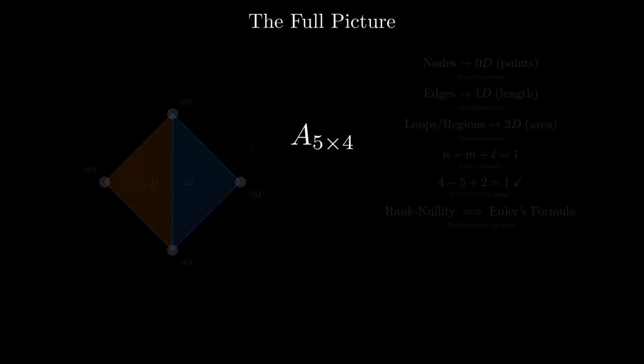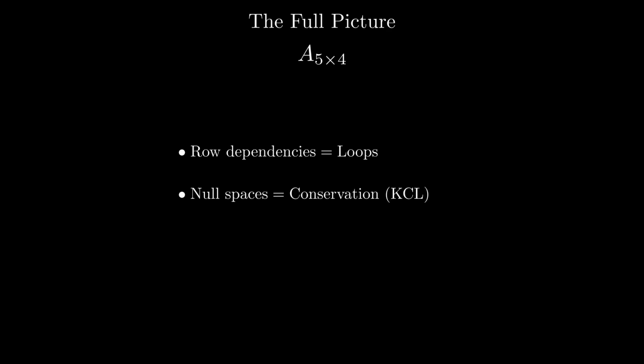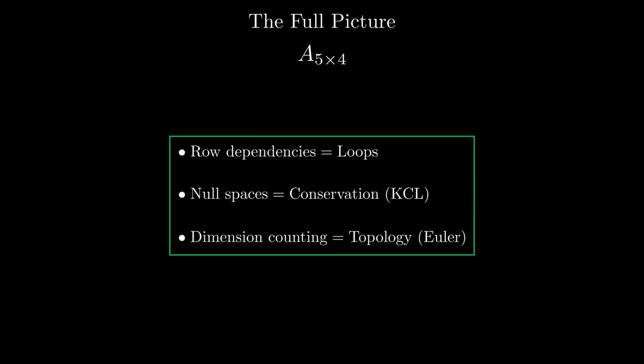The incidence matrix A bridges algebra and topology. Its null spaces encode physical conservation laws like Kirchhoff's current law. Its dimensions encode geometric truths like Euler's formula. From one 5x4 matrix, we get 3 powerful ideas. First, row dependencies reveal loops. Second, null spaces enforce conservation. And third, dimension counting yields topology.